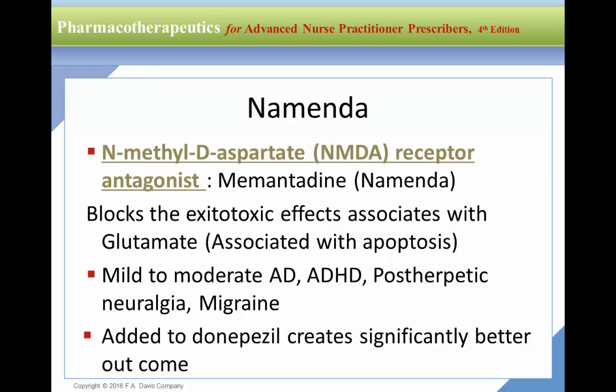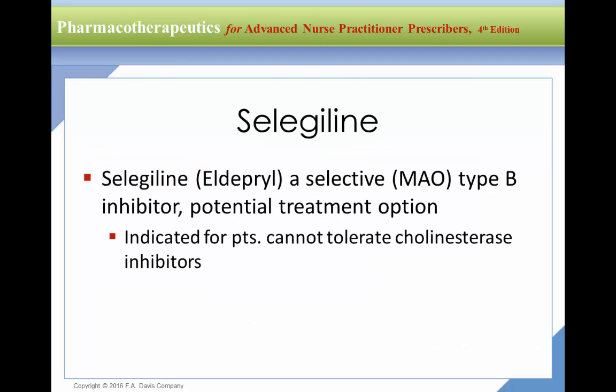You could also give a medication that improves levels of not only acetylcholine but also blocks the excitatory effects of glutamate, which is an excitatory neurotransmitter. That would be the N-methyl D-aspartate antagonist, which is Namenda. In addition, this could be given for patients that have ADHD or migraine, as well as patients that have neuropathic pain.